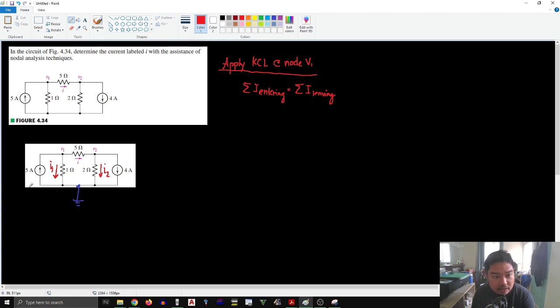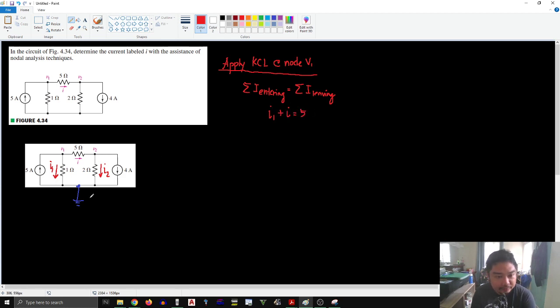So 5 amperes is entering through V1, so definitely that is 5 amperes. Then I1 is leaving, so that equals I1, and the current I is also leaving, plus I. Rearranging the equation, I1 plus I is equal to 5.